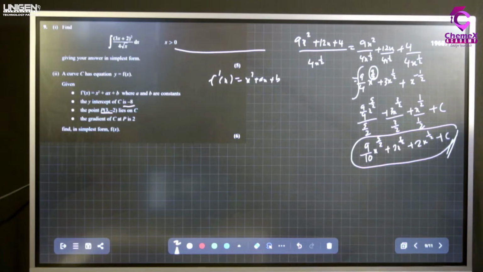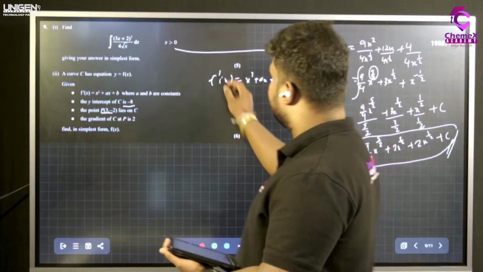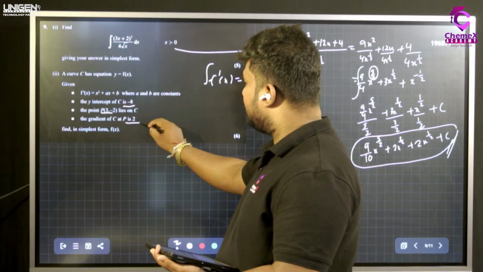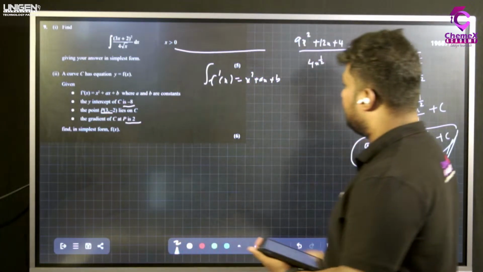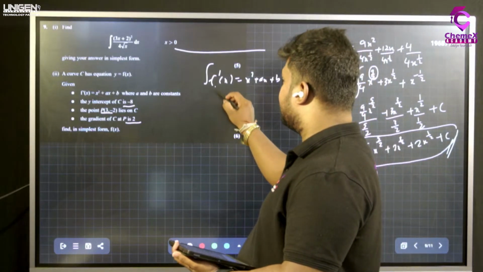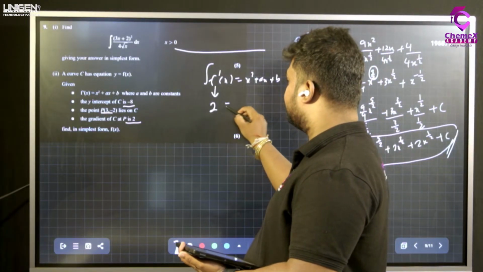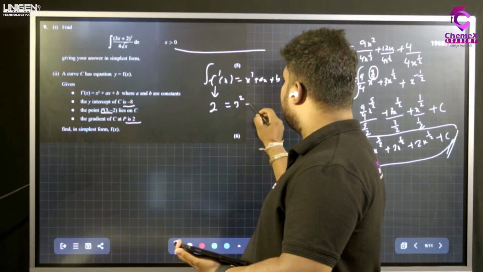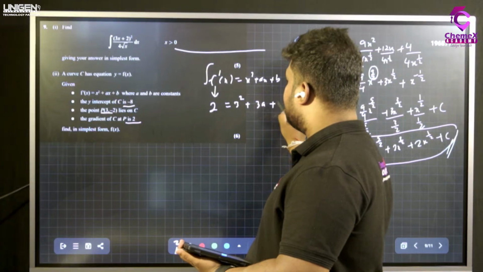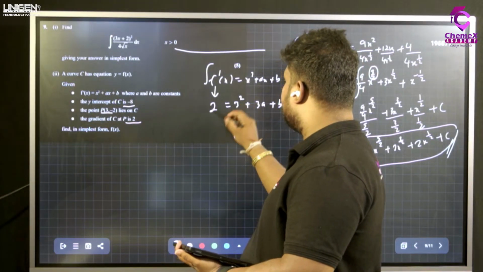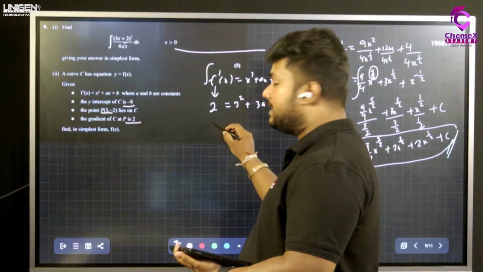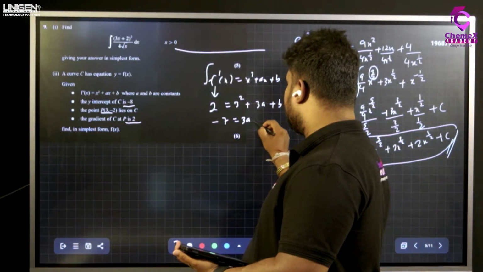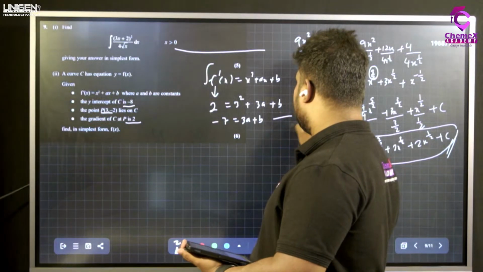Now I integrate this. What do you get from here? They have given the gradient at P is 2, so you can form an equation. Gradient is 2, x is 3, so 3 squared plus 3a plus b. So one equation is 2 minus 9, which is minus 7, equals 3a plus b. Done. That's one equation.